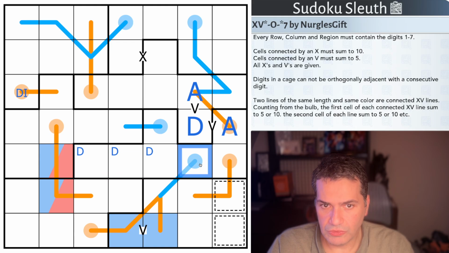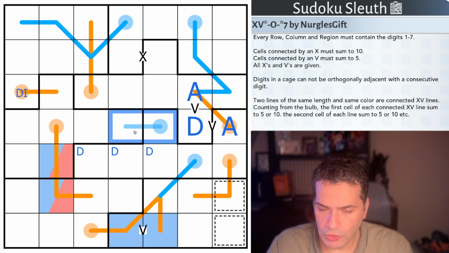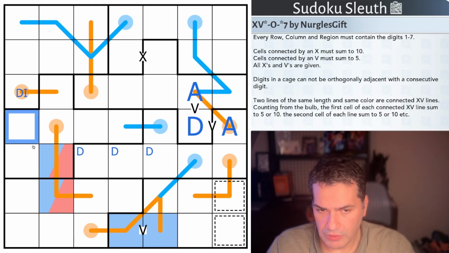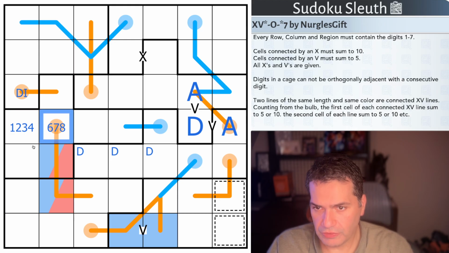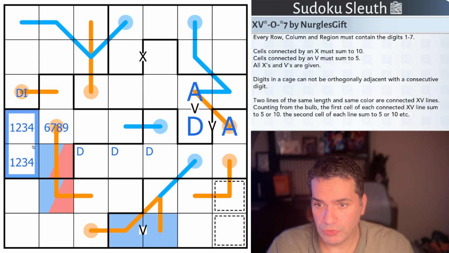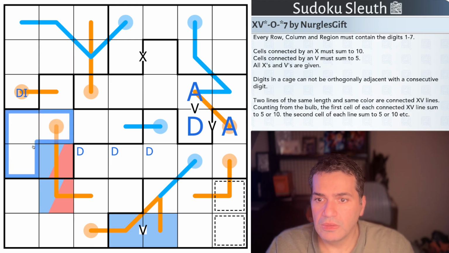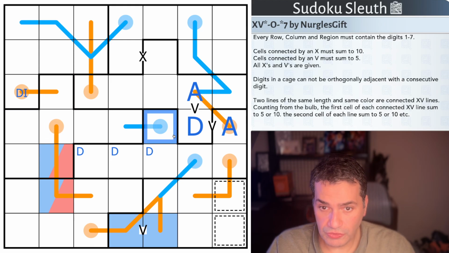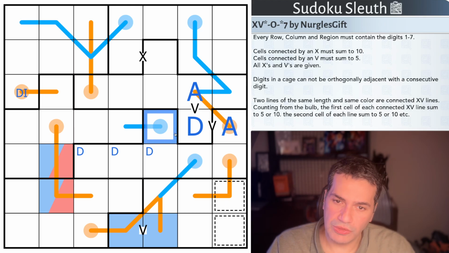Now this 2-cell blue line is the same as this 2-cell blue line. Now there always has to be a low digit because it's either 5 or 10. So essentially it's either 1, 2, 3, 4 with 6, 7, 8, 9, low and high to get to 10, or it's just 1, 2, 3, 4 double. Now this cell cannot be the low digit. Well, it can't be A or D.